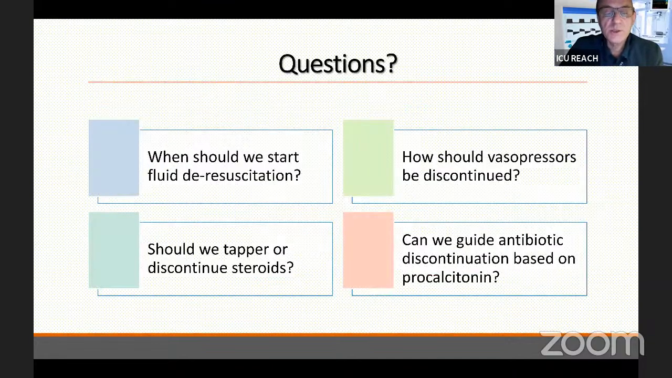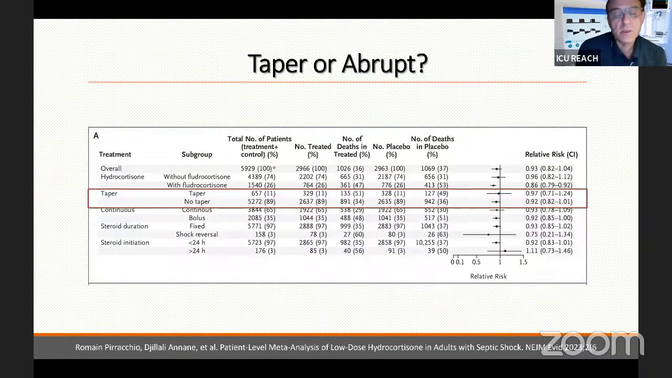And the third question, should we taper or discontinue steroids? The best answer would be from the patient-level meta-analysis published in the New England Journal of Medicine Evidence this year, which looked at those patients where the steroids were tapered compared to no taper. And you can see that there's no difference in mortality. What we do in our ICU, we just stop the steroids. The steroid that is used at the stress dose, 50 milligrams every 6 hours, we just stop this after stopping all the vasopressors for the patient.